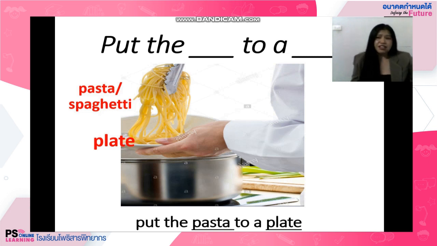Or you can say transfer. Transfer the pasta to a plate. It's all right. But if you are not sure about the word transfer, it's okay to use put. No problem with that. Very easy. Put the pasta to a plate.